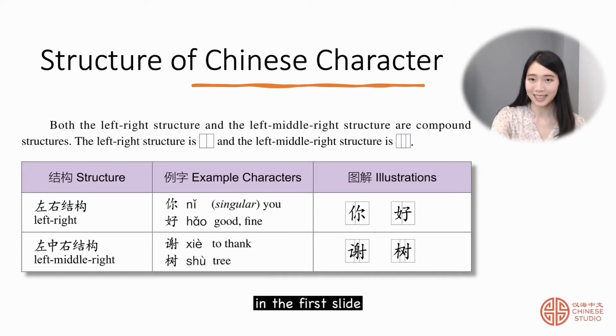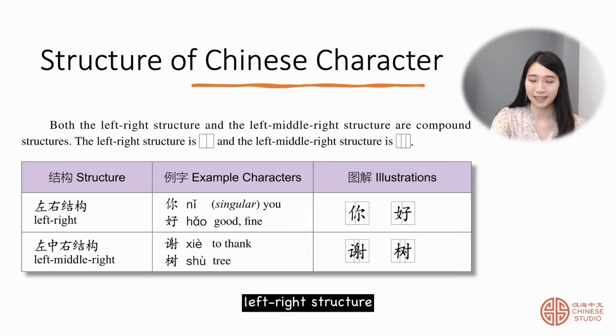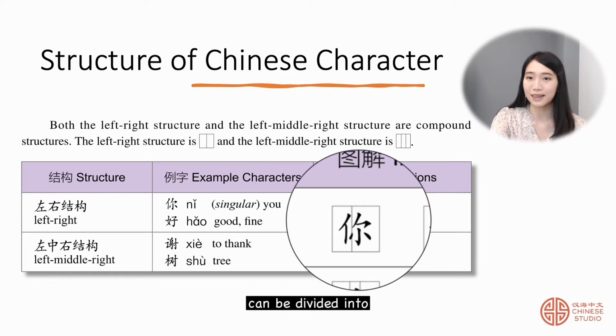In the first slide, I want to introduce two structures of Chinese characters: left-right structure and left-middle-right structure. For example, 你 can be divided into 人 and 儿.